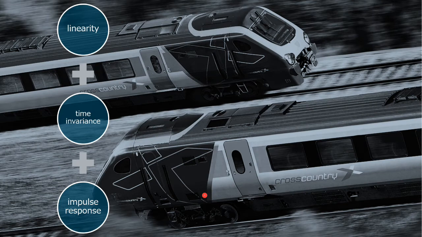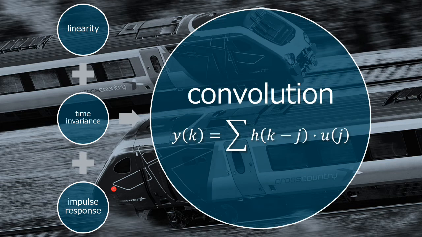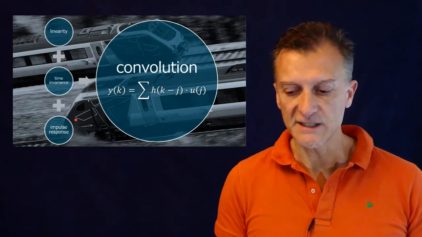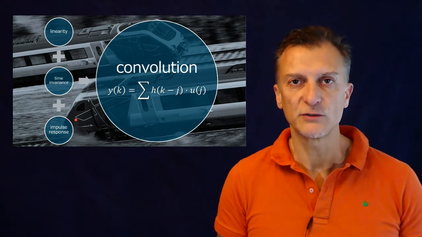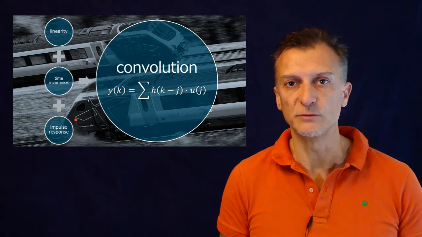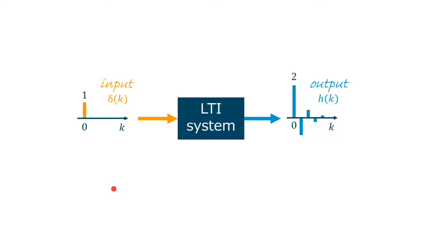When you put together linearity and time invariance with the impulse response, you can compute the output from the input by the convolution. This convolution looks pretty nasty in this equation. Let's try to get some intuition on this, and because we are in discrete time systems, this should be quite easy. Imagine that you are exciting your system with an impulse, and you have the impulse response. So this is the signature that I was mentioning.